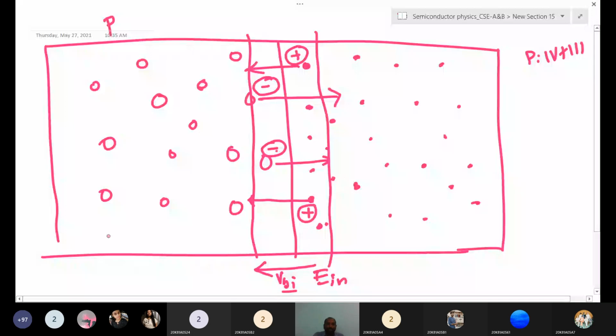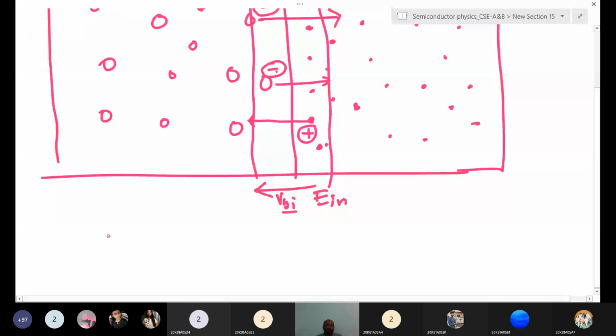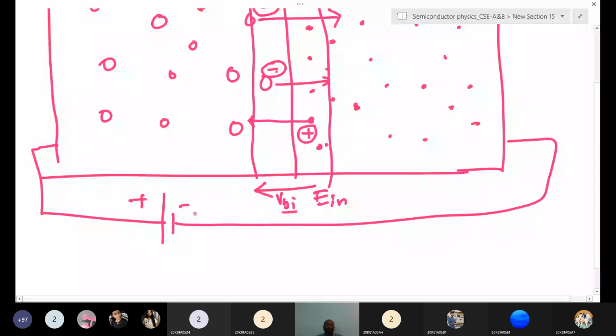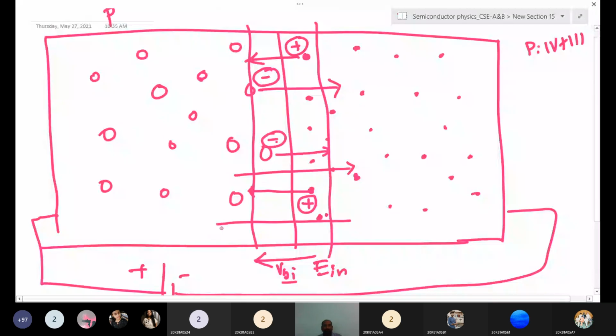Forward bias means the P-type semiconductor is connected to the positive terminal of the battery and the negative terminal of the battery is connected to the N-type semiconductor. This is the forward bias condition. If you give forward bias, what happens? More holes will diffuse into the N-type semiconductor and more electrons diffuse into the P-type semiconductor. These are electrons and these are holes diffusing.